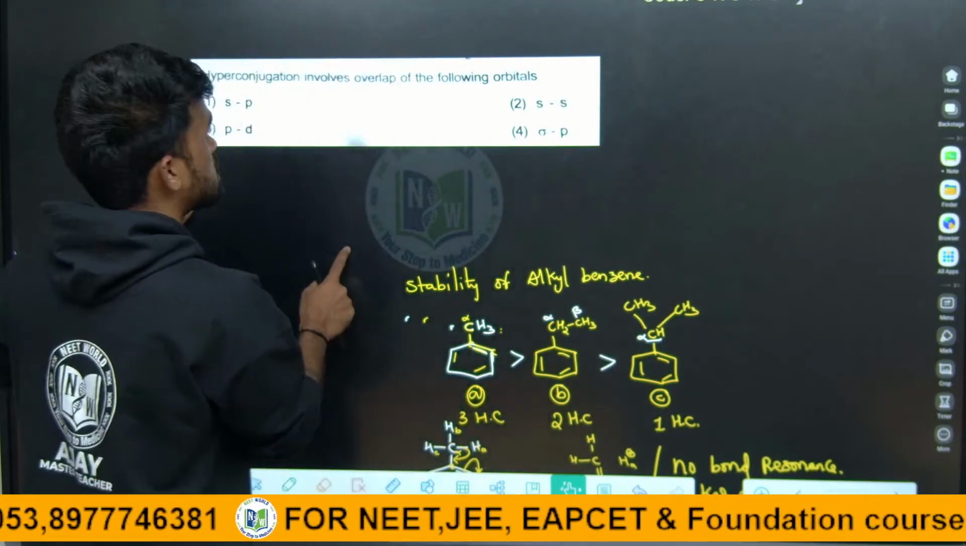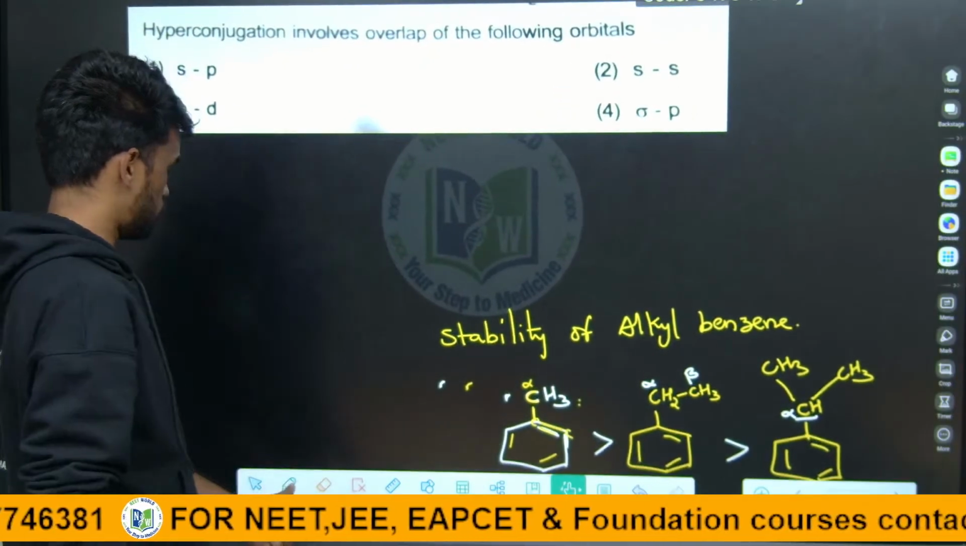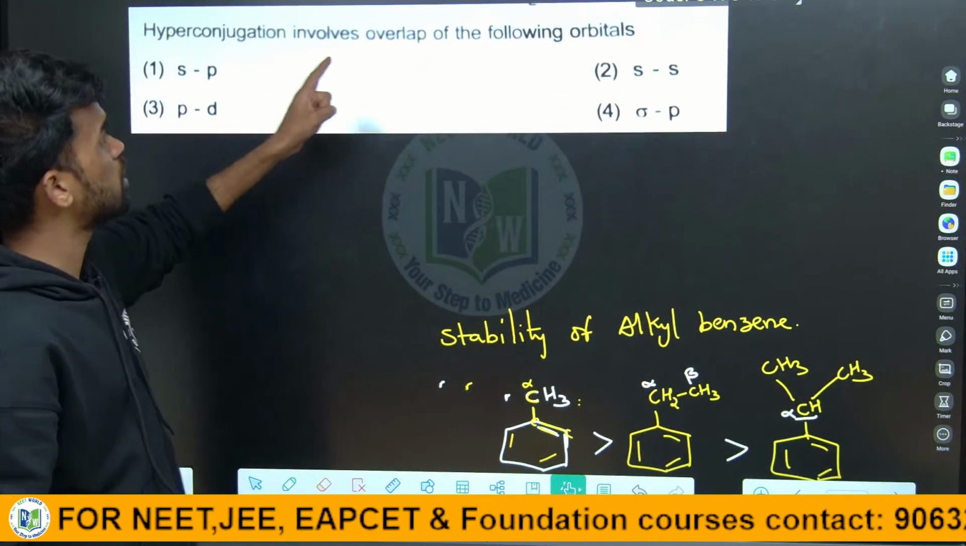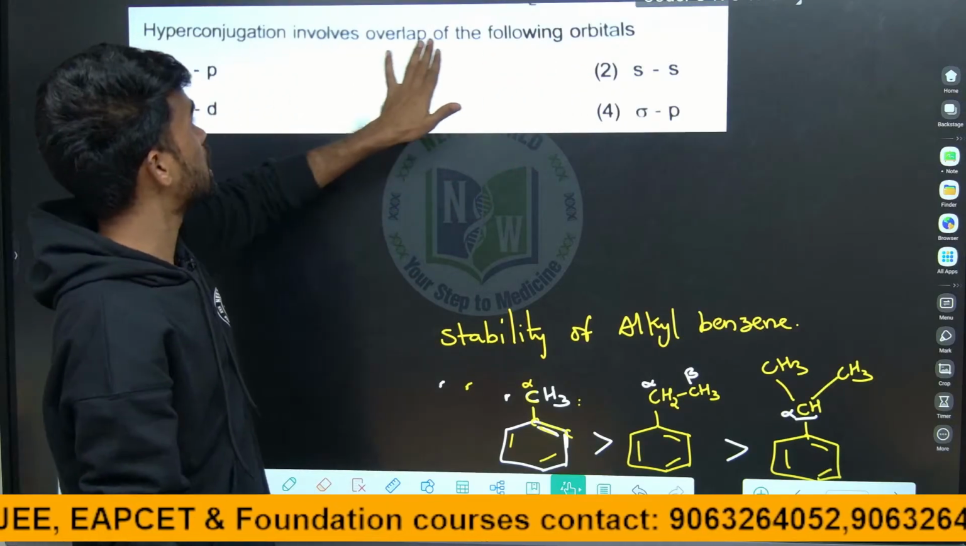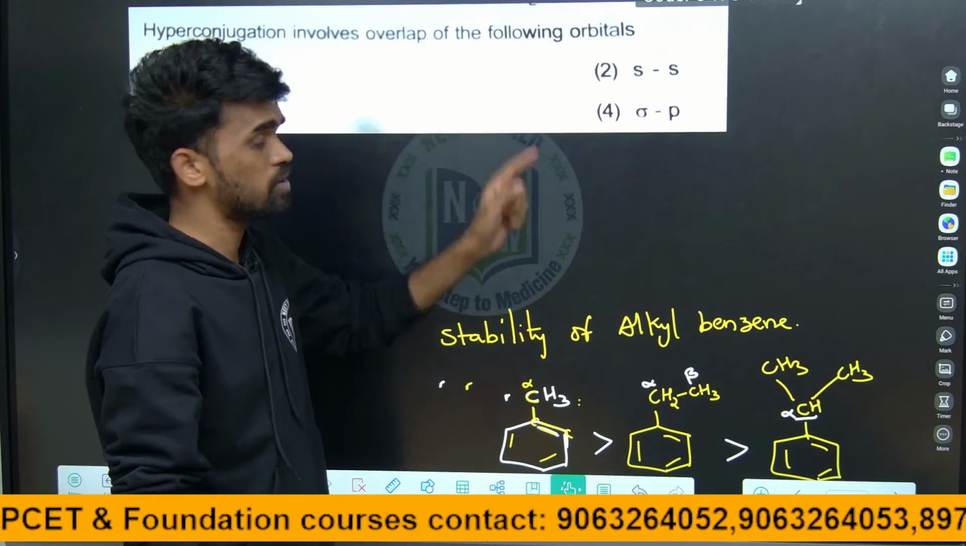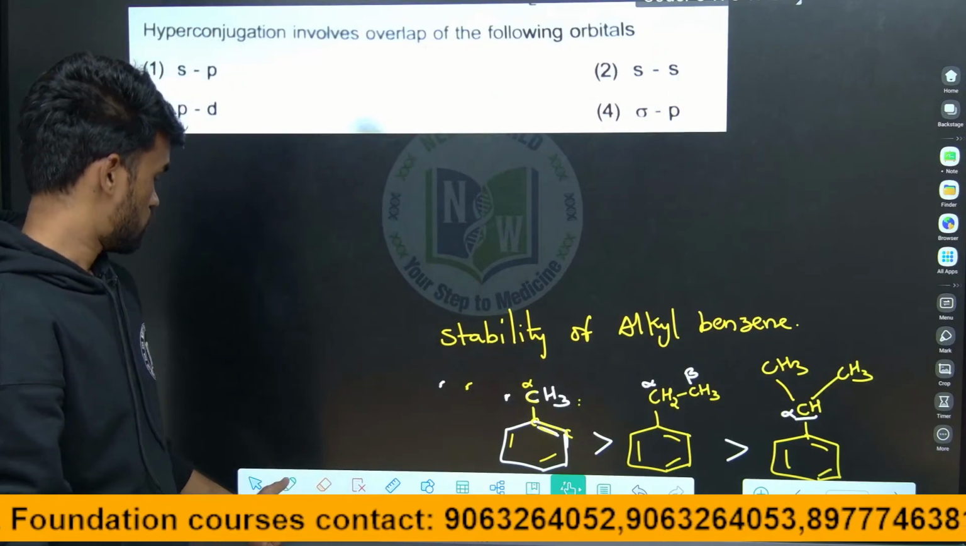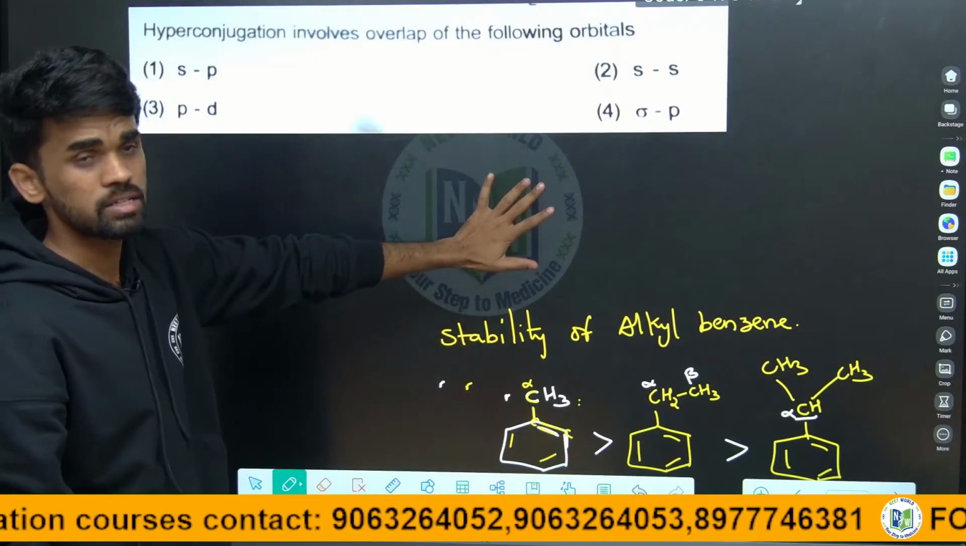Just give me the answer for this question. Hyperconjugation involves overlap of what? Hyperconjugation involves overlap of the following orbitals. Tell me which option is correct here. Pause the video and try to answer here.